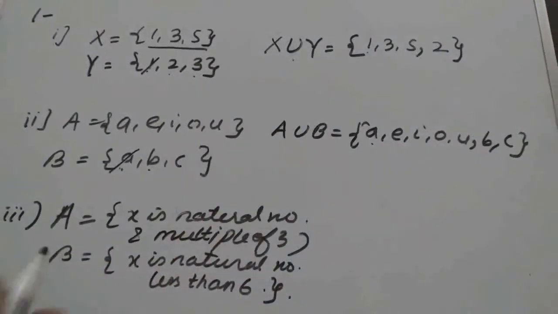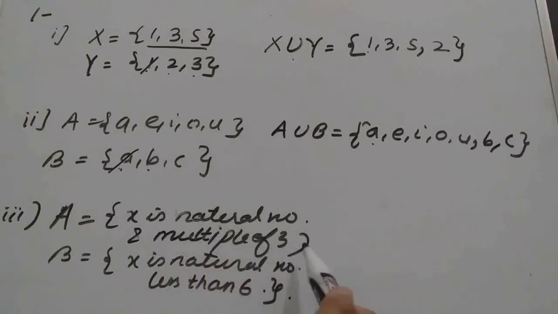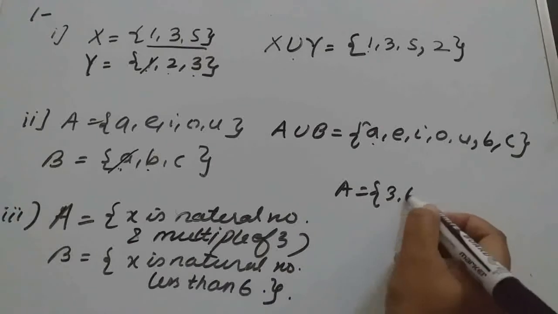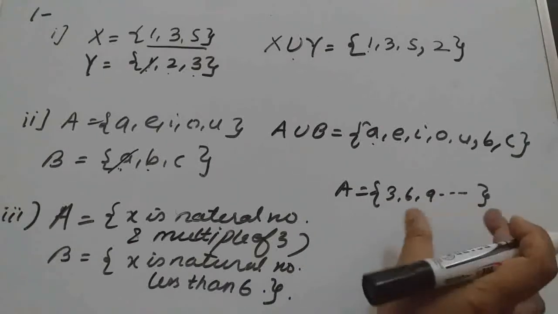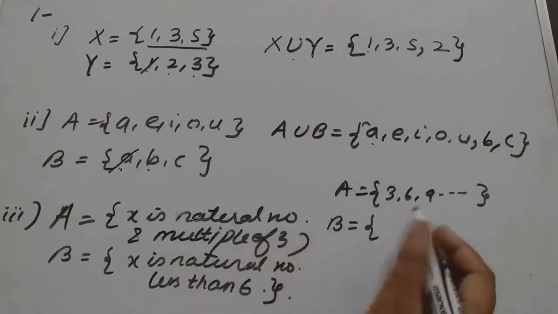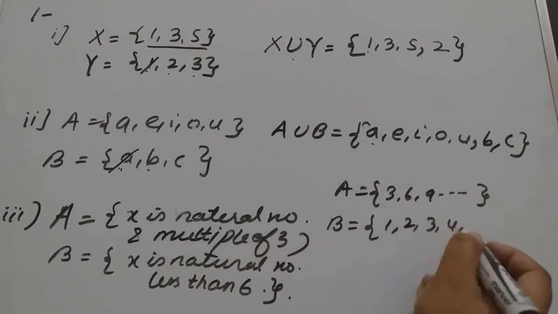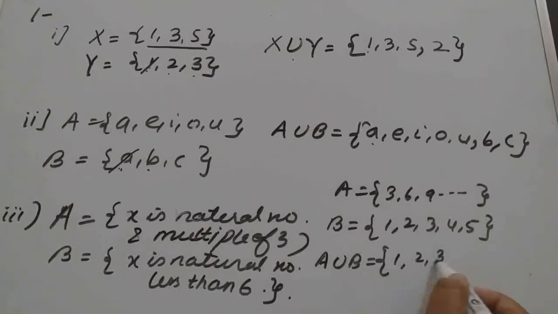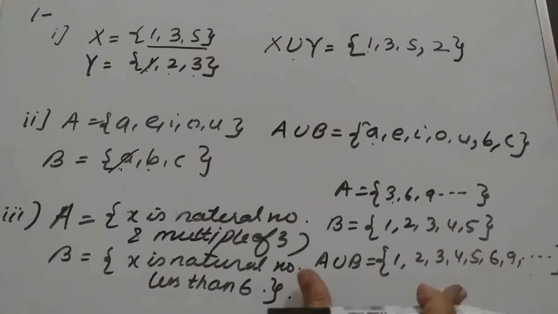Now next is A, x is a natural number and multiple of 3. See, what will be A? Natural numbers that are multiples of 3. So 3, 6, 9 and so on will come. It will be an infinite set. And B is natural numbers less than 6. So 1, 2, 3, 4, 5 will come, isn't it? So in the union we will get 1, 2, 3, 4, 5, then 3 is already there, 6, then 9, then all the multiples will come. So this will give the union of A and B.